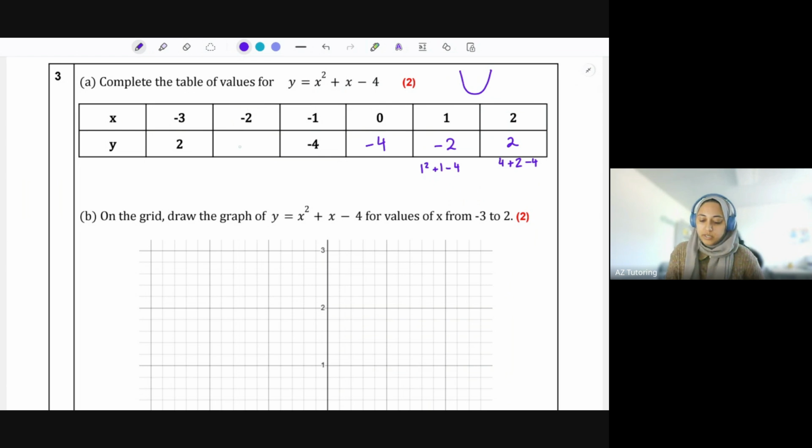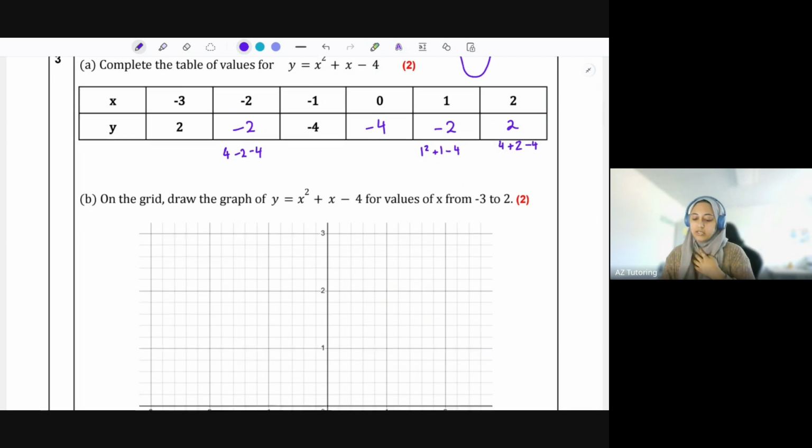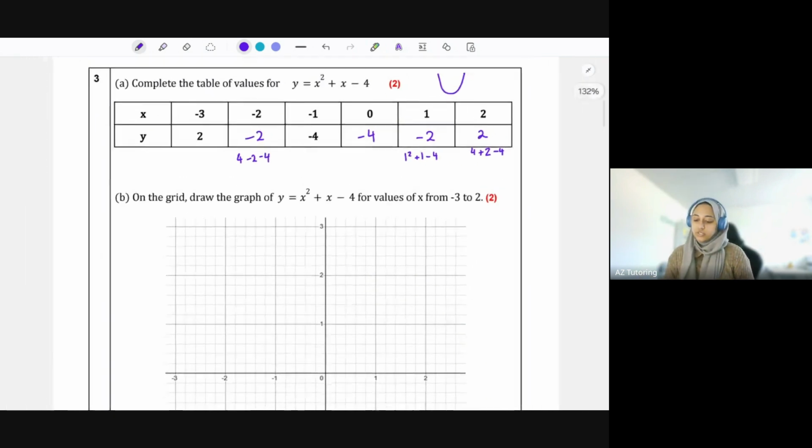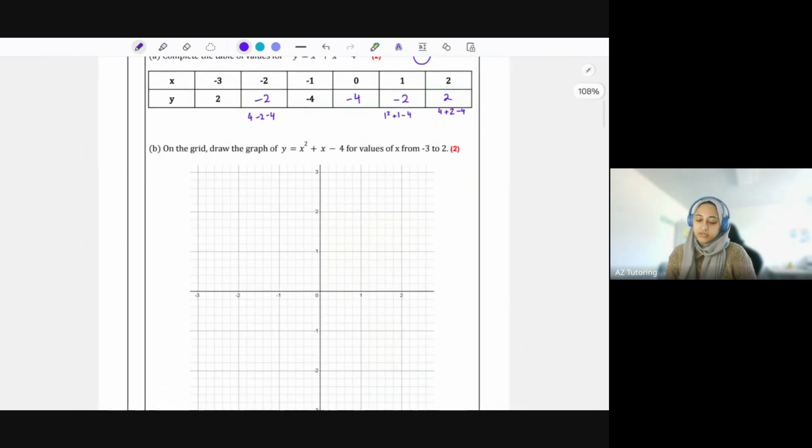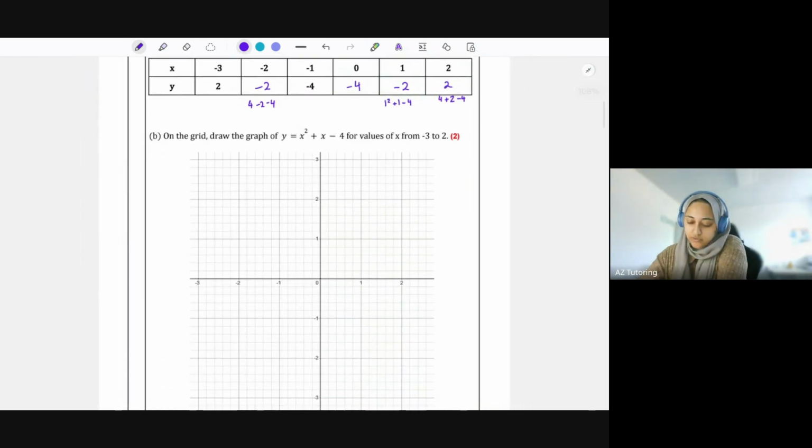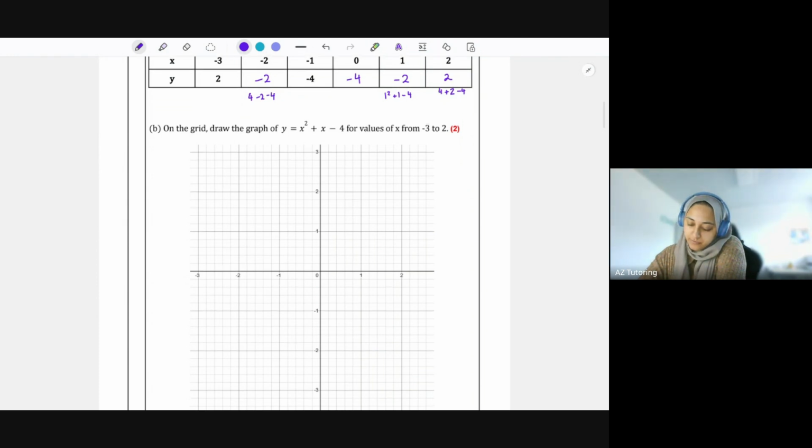Let's do the minus 2 now. We've got minus 2 squared, which is 4. And then plus minus 2, which is minus 2. 4 minus 2 is 2. Then 2 minus 4 again gives us minus 2. Okay, so that's our values. I would recommend just double checking that, but hopefully it'll follow the U-shaped curve. For the next part of the question, on the grid, draw the graph of the values between minus 3 and 2.